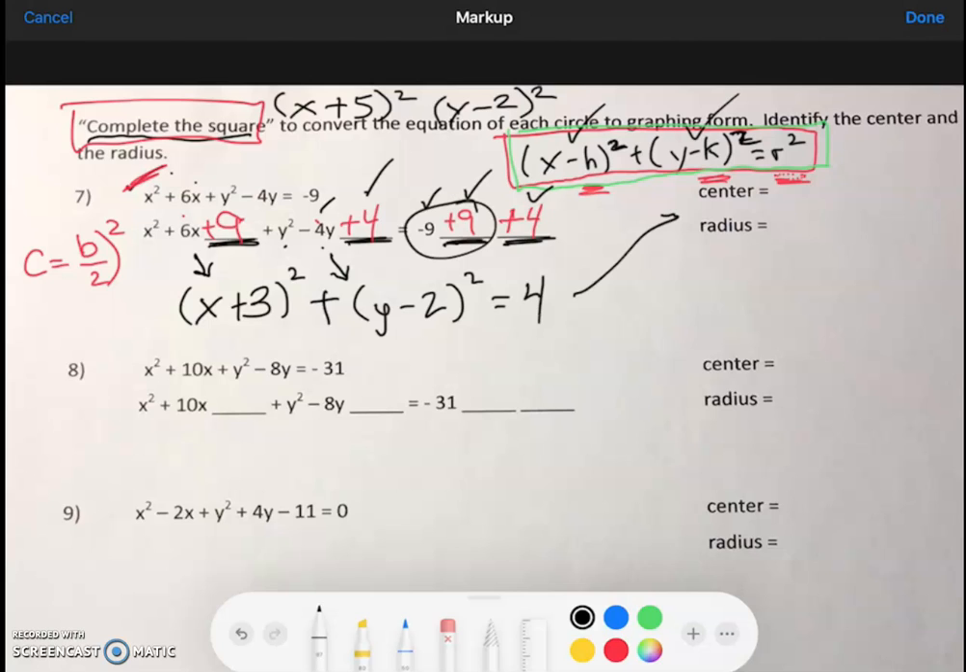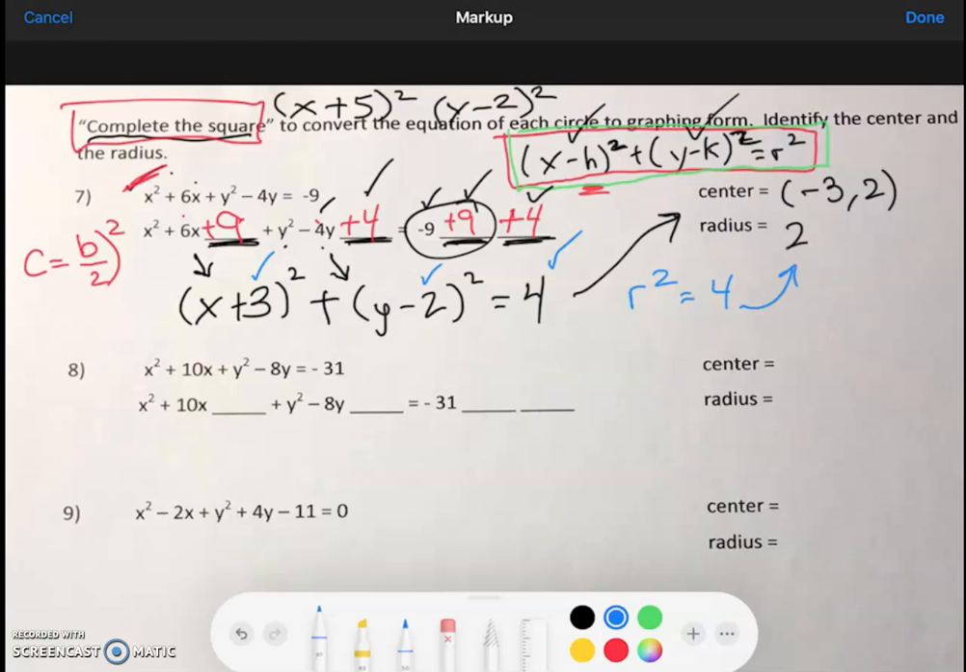Now they're going to ask you, okay, what's the center? Well, we can now look at this equation down here and figure out what the center is. The center would be negative 3, positive 2. The radius shall be 2. And the radius, you just look at here. That's r squared, so r by itself is 2.